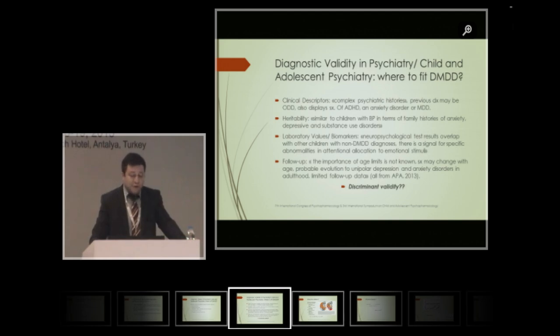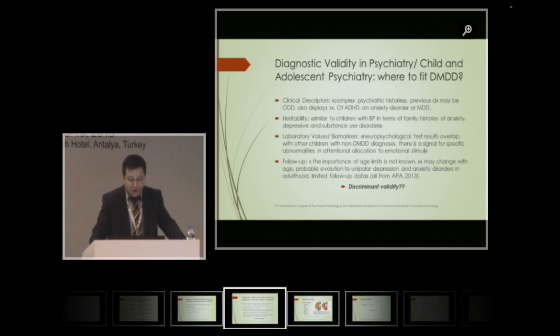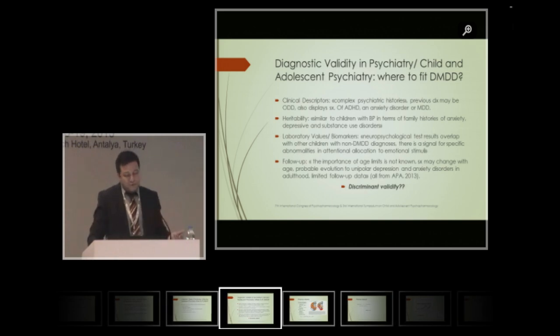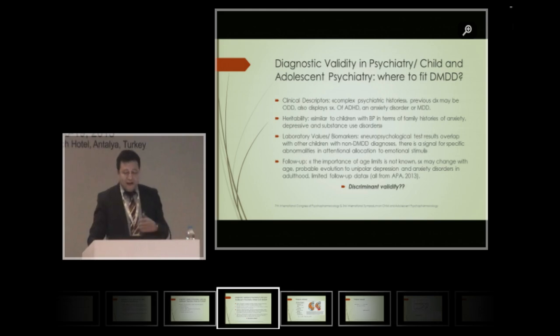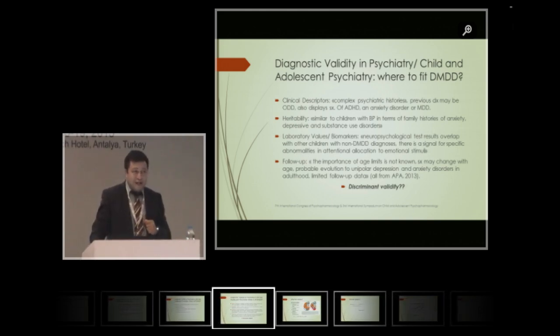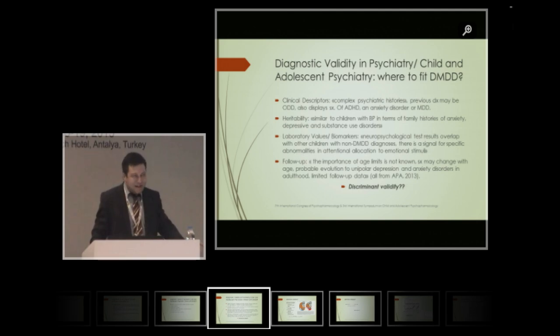Heritability. In the family, there can be anxiety, depressive disorder, and substance abuse, and they are similar to bipolar children. Lab and biomarkers. In children with other diagnoses, neuropsychological test results will be similar. Emotional stimulants are paid attention to, and there can be original divergences from this.